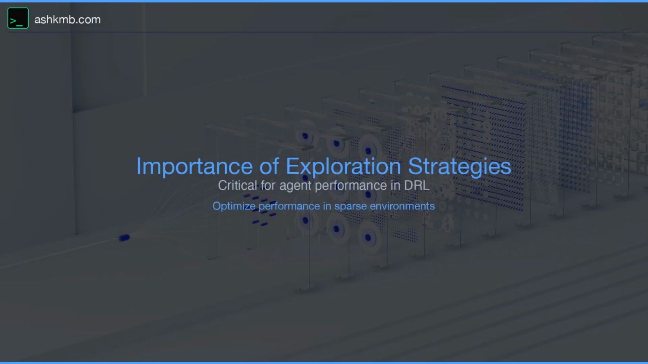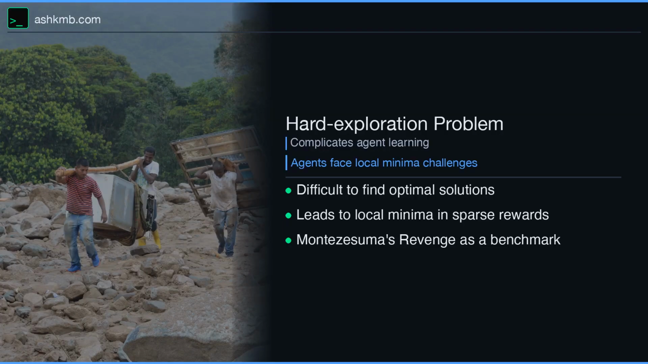Exploration strategies in deep reinforcement learning are crucial for optimizing agent performance in sparse or noisy environments. The hard exploration problem complicates agent learning. Agents struggle to find optimal solutions in environments with sparse rewards, often leading to local minima. Montezuma's Revenge serves as a benchmark for hard exploration challenges.